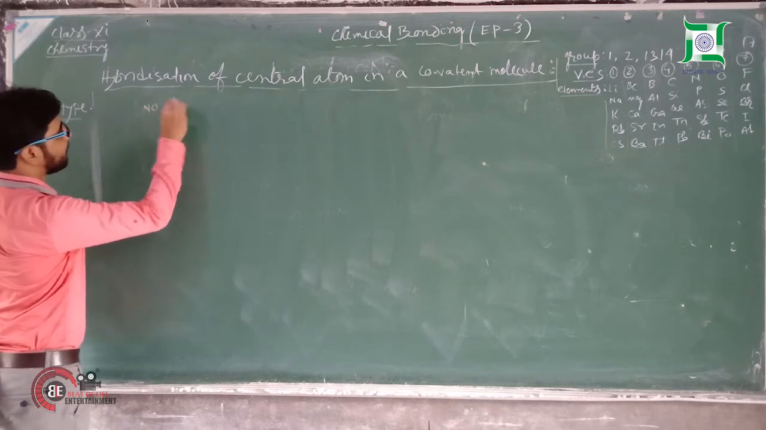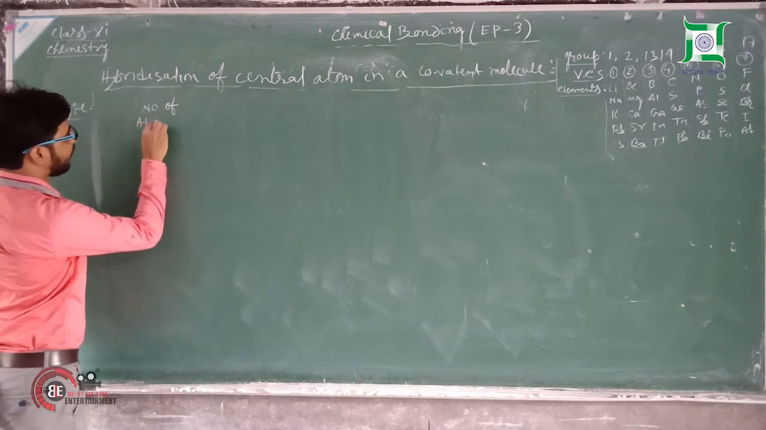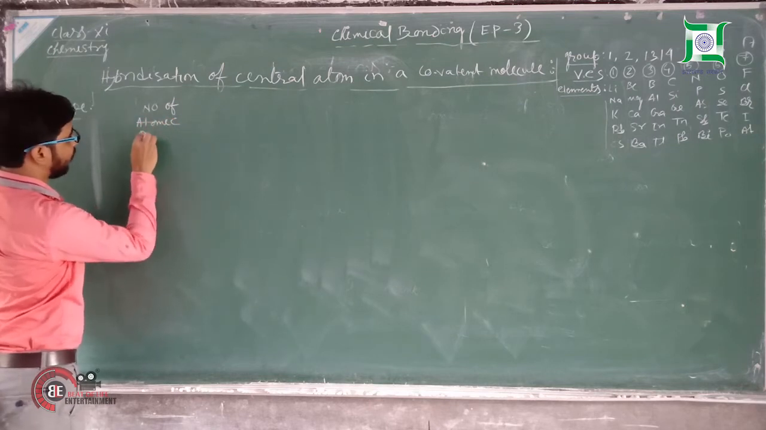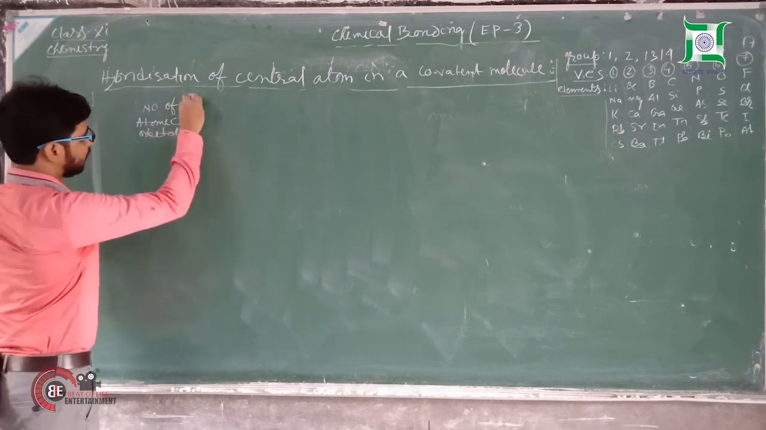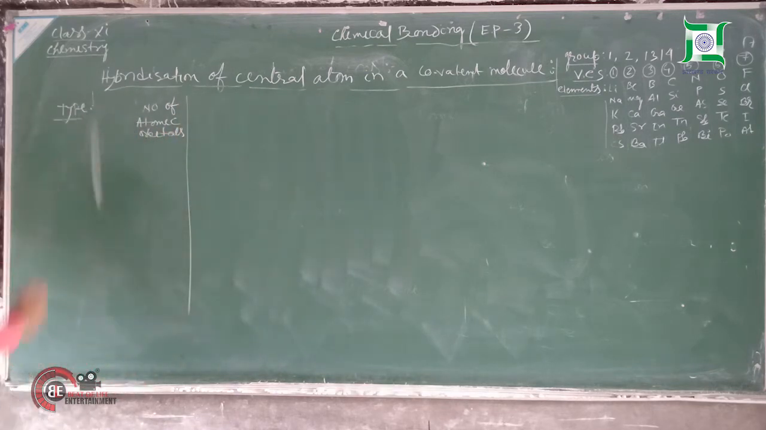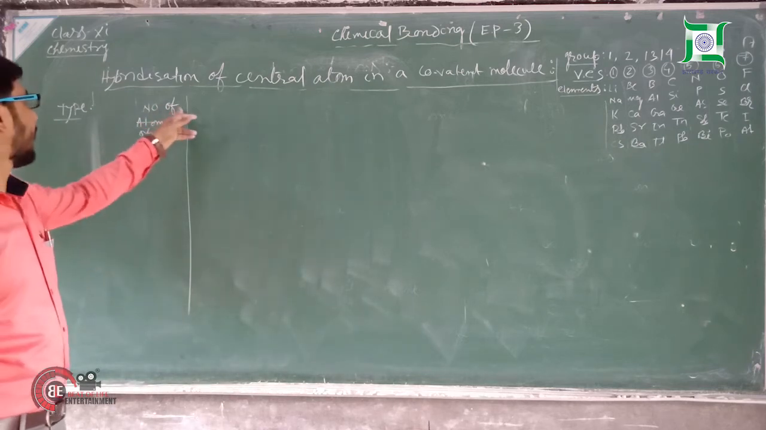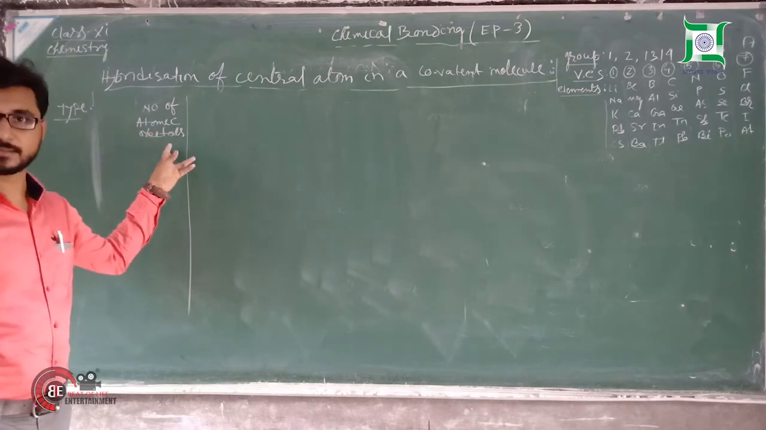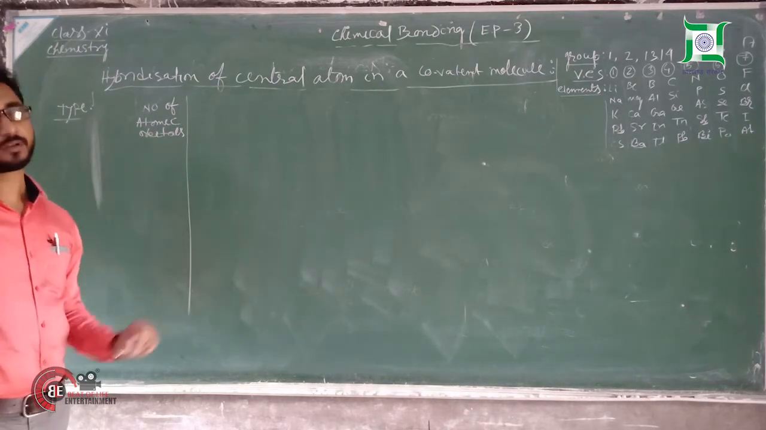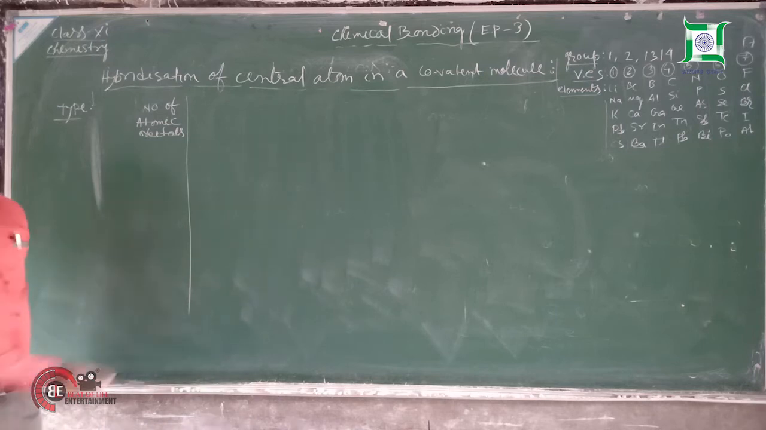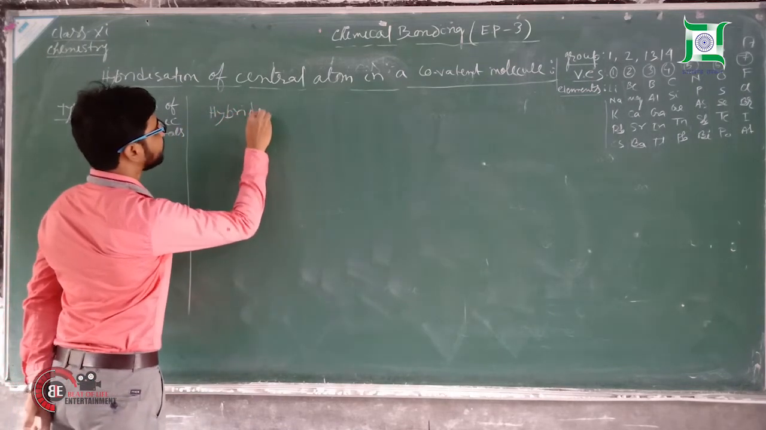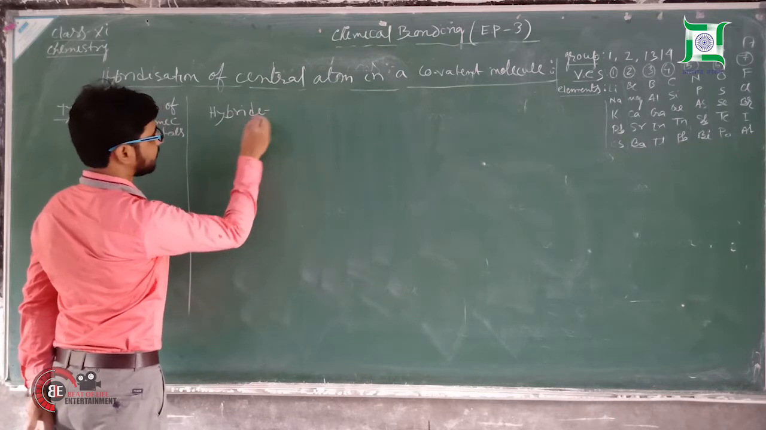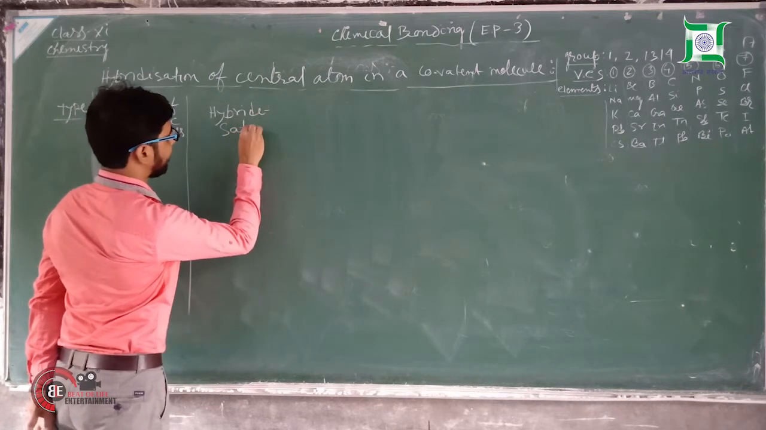Number of atomic orbitals involved in hybridization. So the first column is for the number of atomic orbitals involved in hybridization. Clear? Second, hybridization क्या होगा. Hybridization, number of hybrid orbitals.